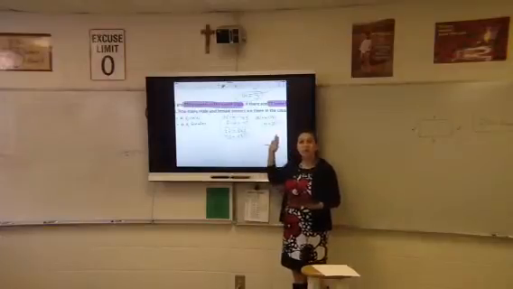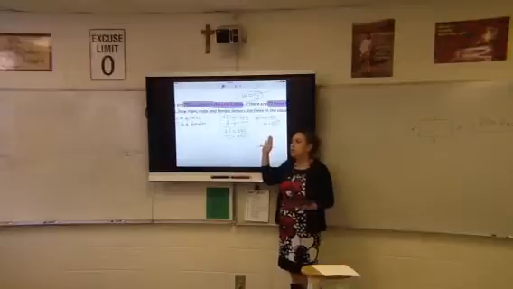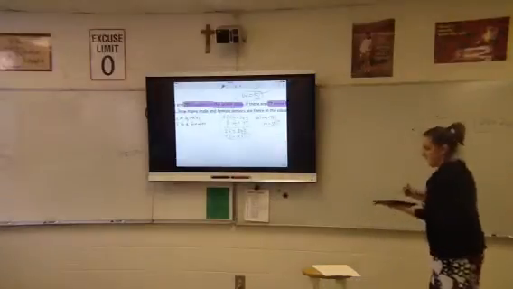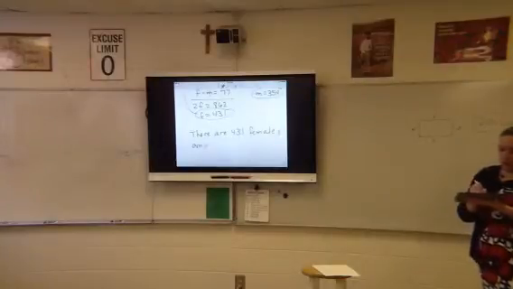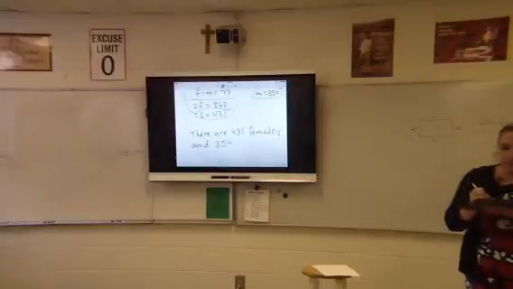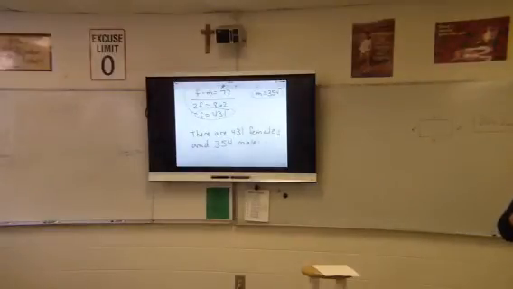Okay, last step is to do what? A sentence. So what would be a good sentence here? Guadalupe, what would be a good sentence? There are 431 females and 354 males. Good. Very good. So there are 431 females and 354 males in the senior class.